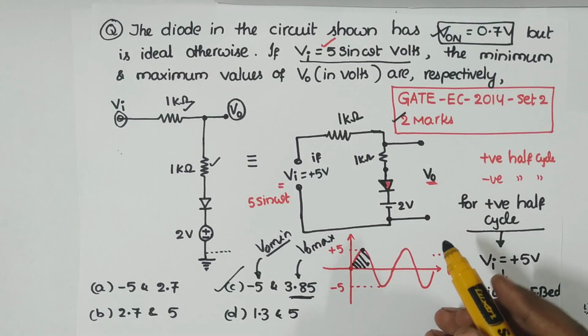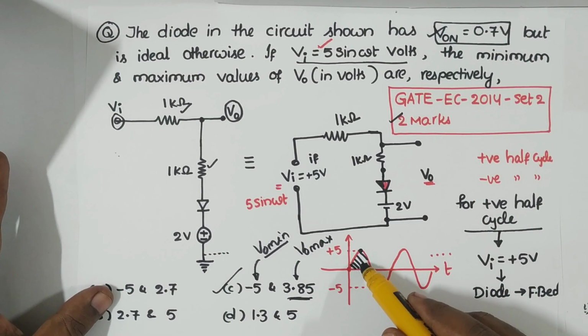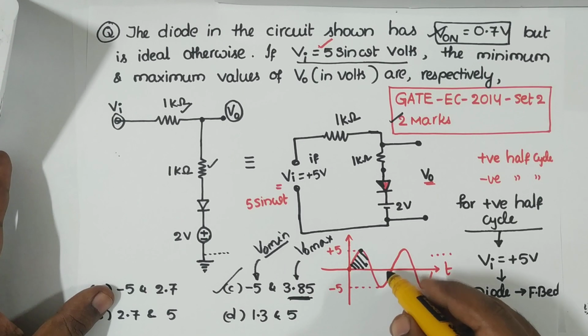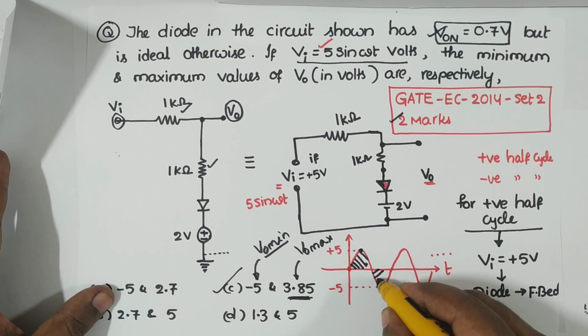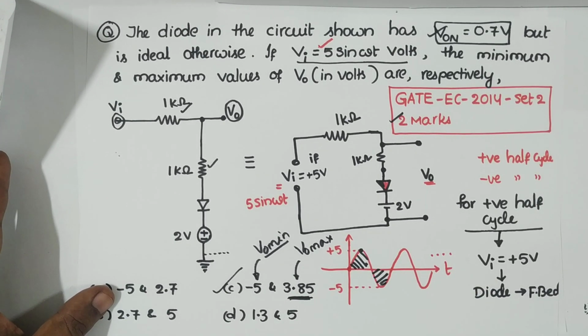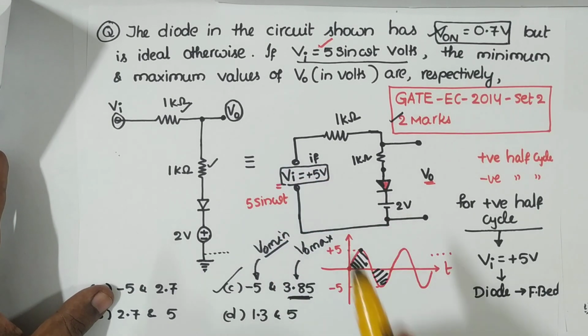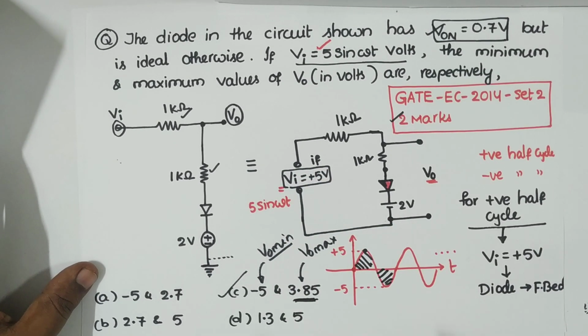Why? You see, for the positive half cycle we got the maximum voltage as 3.85 volt. Now if I take the negative half cycle, negative half cycle means what? This Vi becomes negative 5 volts.